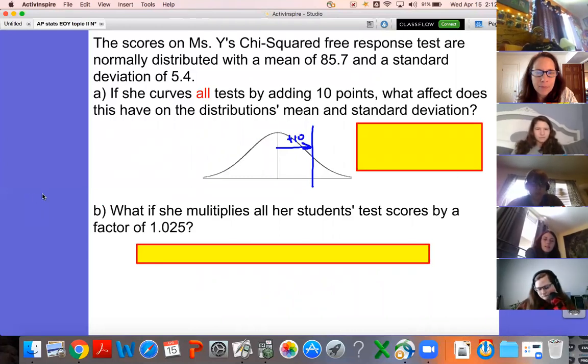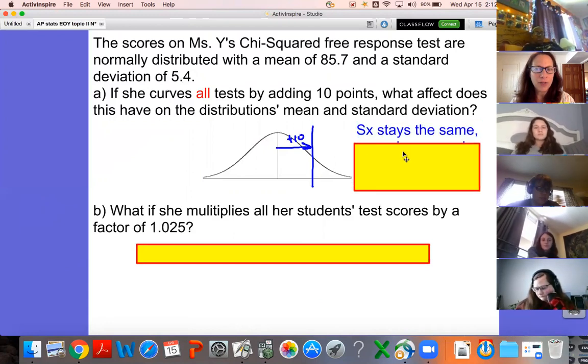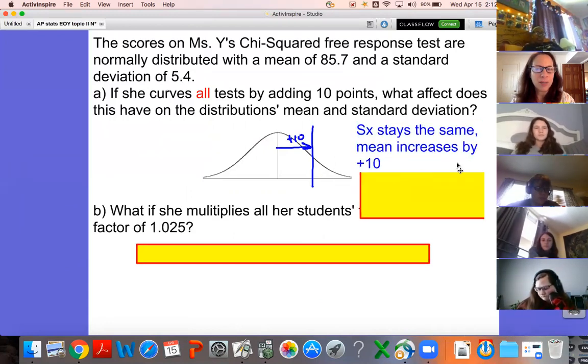Won't the mean stay the same? Or is it the median that stays the same? Yeah, which one stays the same? You're absolutely right. One stays the same and one changes. Oh, I think it's the standard deviation that doesn't change. Right, because every score shifts, so the spread is still the same. So the mean will go up by 10 points. So the mean will go from 85.7 to 95.7, but the standard deviation is going to be the same. It's still going to be 5.4.